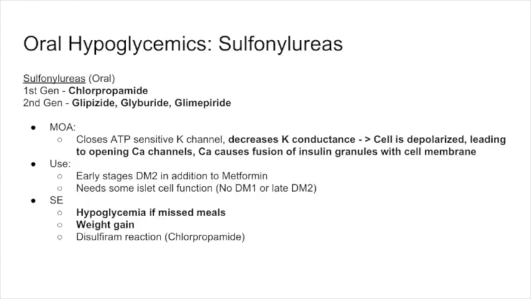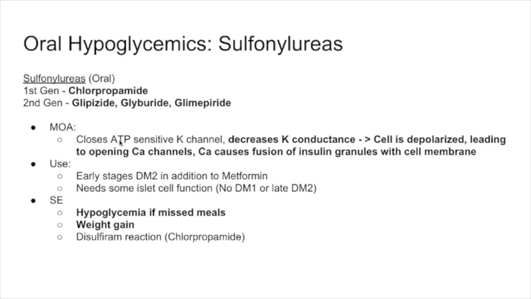Next, agents are the sulfonylureas. So sulfonylureas come in two generations. The first generation is, sorry, chlorpropamide. And the second generation, you have glipizide, glyburide, and glimepiride. How these medications work in a nutshell is that they increase insulin release. Now, that is not enough to understand. You have to understand how it increases insulin release.